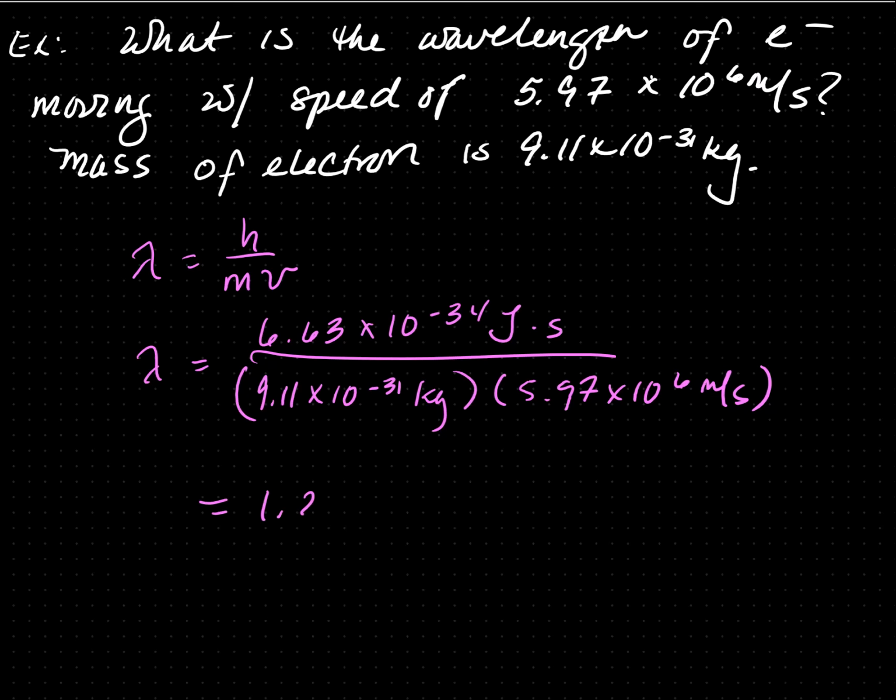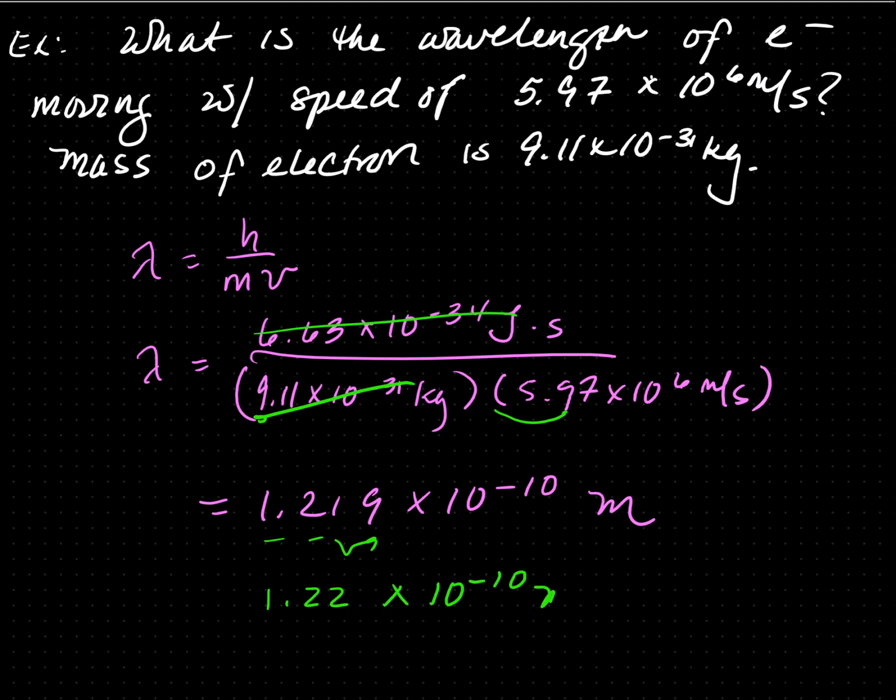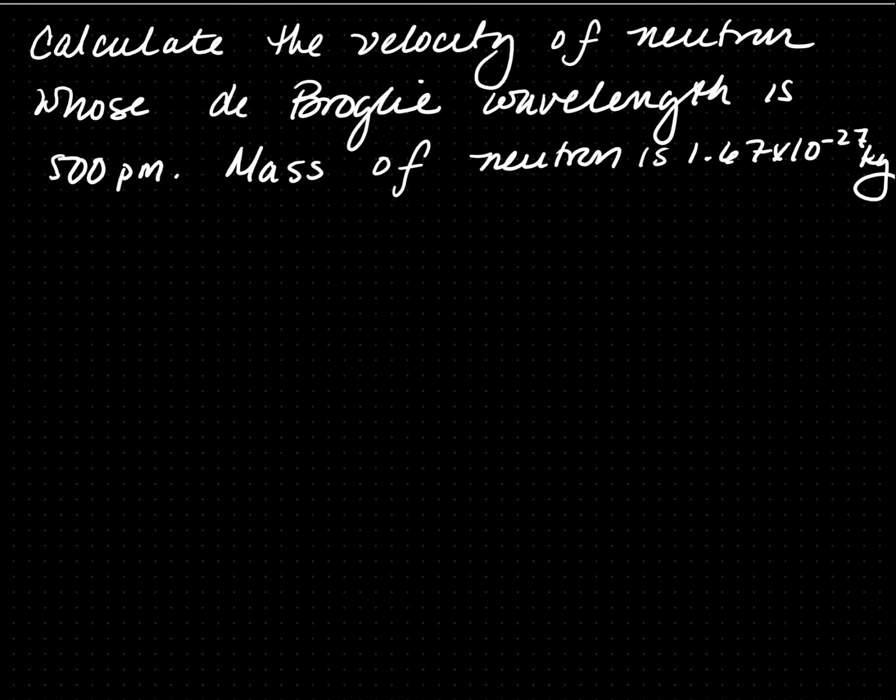This equals 1.219 times 10 to the negative 10th. Wavelength is in meters here. We could do sig figs. H is a constant. The mass of an electron is also a constant. So there's 3. 1, 2, 3. I look 1 to the right. 1.22 times 10 to the negative 10 meters. Pause the video, try this problem on your own, and then check your answer.